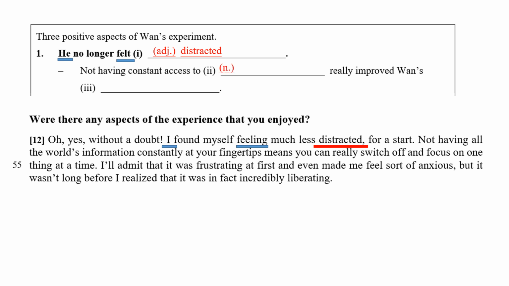Next, access to should be followed by a noun. For example, we sometimes say access to Wi-Fi or access to data. And we find the keyword not having constant and constantly. So the answer should be information, because access to information makes sense instead of access to time or access to fingertips, etc.